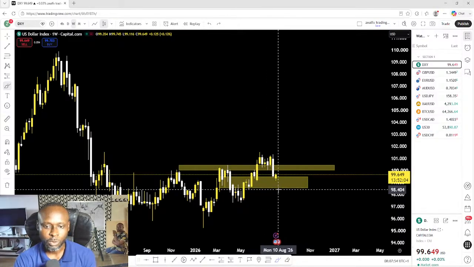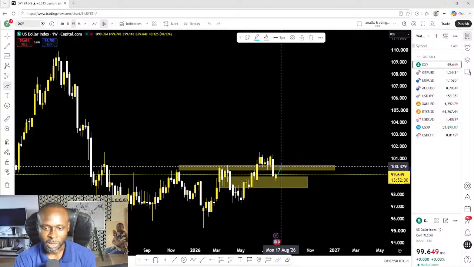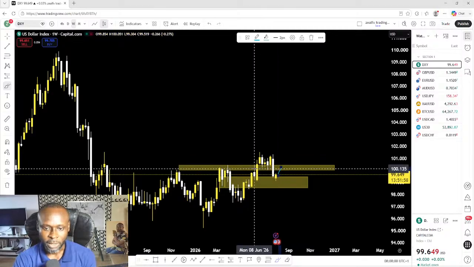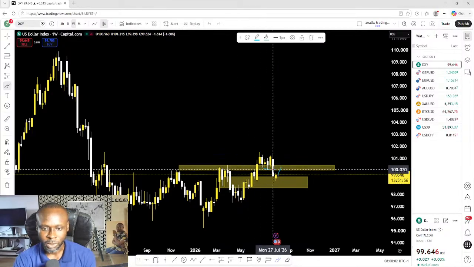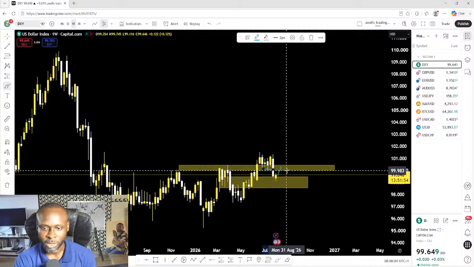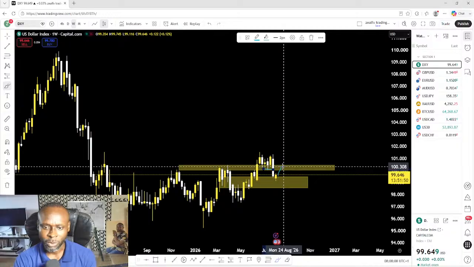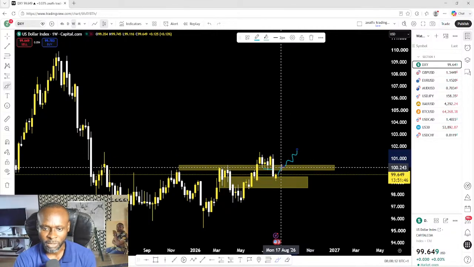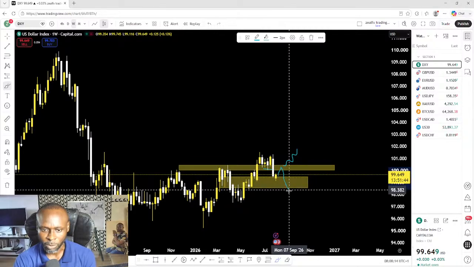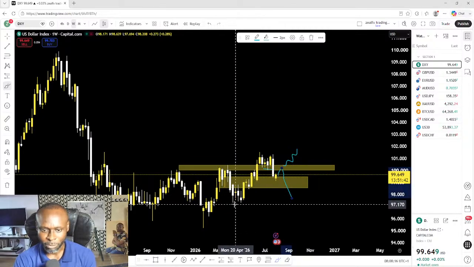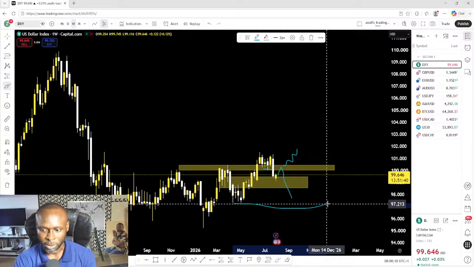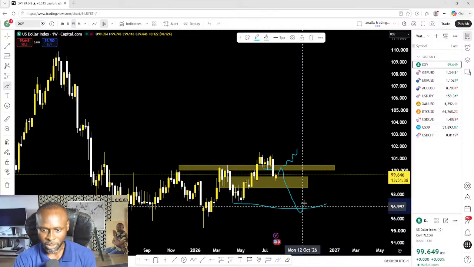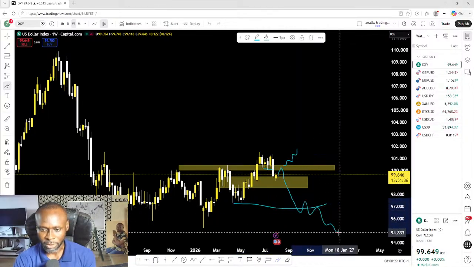So we expect price to move to this resistance level because price closed below this previous support converted to resistance. So we need price to retest that level. Then if price breaks and closes above it, we start looking for more buys to the top. But if price fails to close above it, expect price to drop back to this support area. Then if we see price break below this level, this will trigger more sells to the downside.